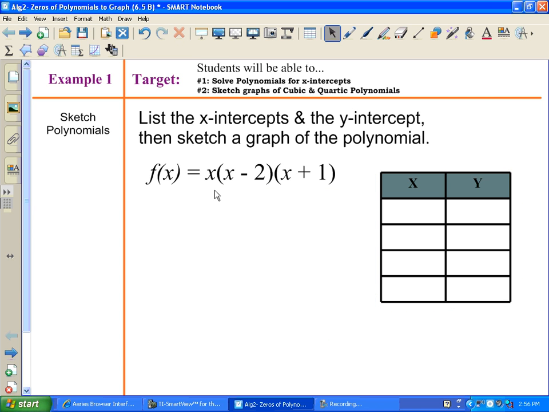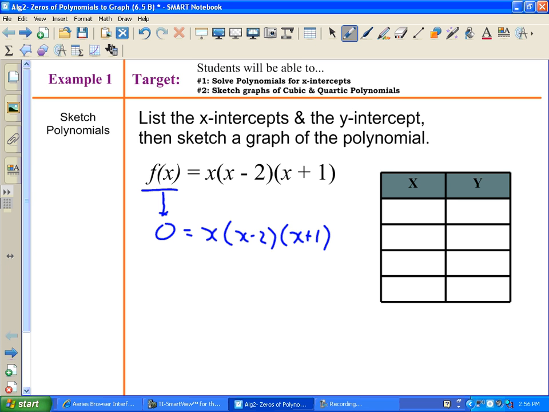For starters, I've recognized that this is in factored form already. So if I want to know my x-intercepts, I know that my x-intercepts are roots. That is where the function equals 0. So that's the first thing that I'm going to do, find my roots. And I am not going to multiply all of these things together to factor it again. Realize it's in factored form.